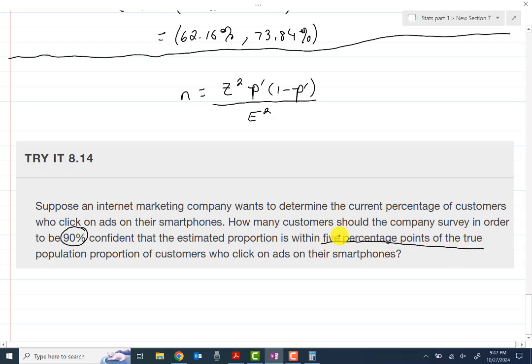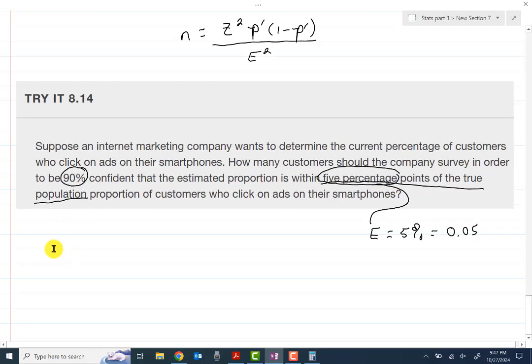So right there, this 5 percentage points here, that's the error. And instead of percentages, you're better off putting it in that format. Now the 90% confidence interval is related to the picture and the z-value in this way.